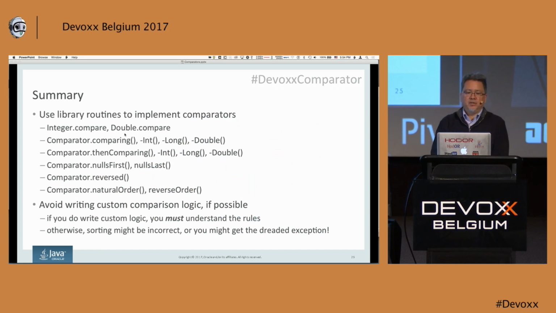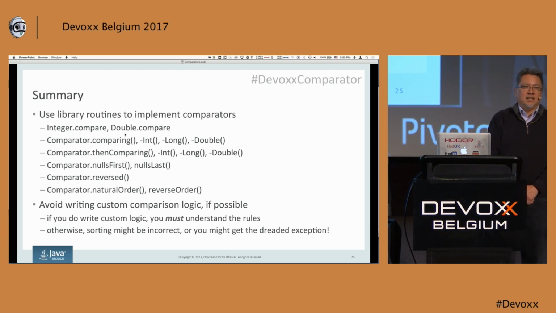All right, so here's the summary. Use the library. Avoid writing custom comparison logic if possible. If you do write logic, you have to be very careful. Go through all the cases. Make sure you understand the rules. Otherwise, you might get an incorrect sorting result, or you might get the exception.